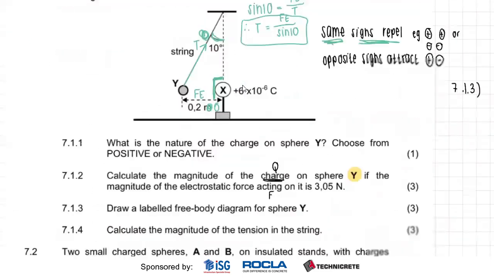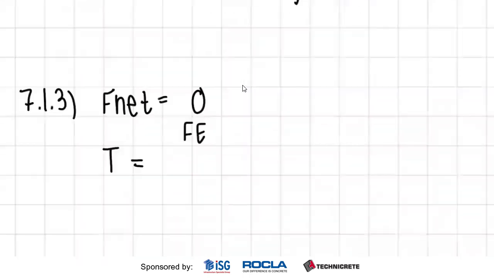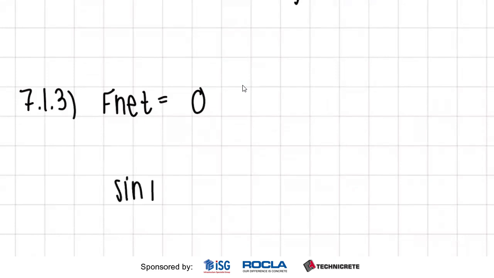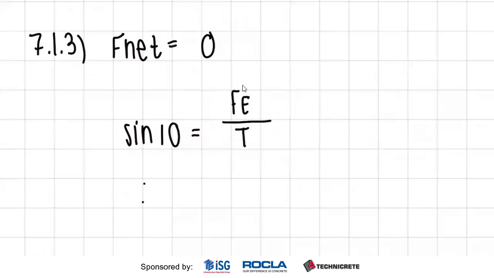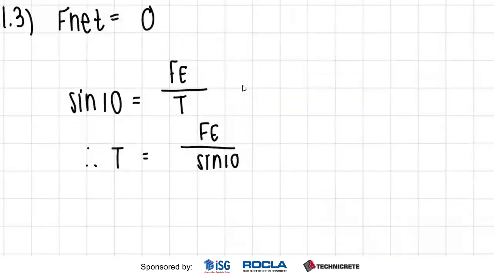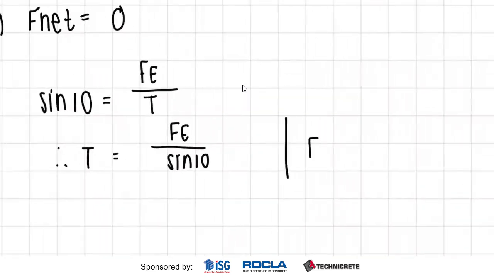Let's go back. The sine of 10, from our little drawing, is equal to Fe over the tension. Therefore, the tension equals Fe over sine 10. There are two ways you can do it: tension equals Fe over sine 10, or Fe equals tension times sine 10 degrees. You're going to get the same answer for both.